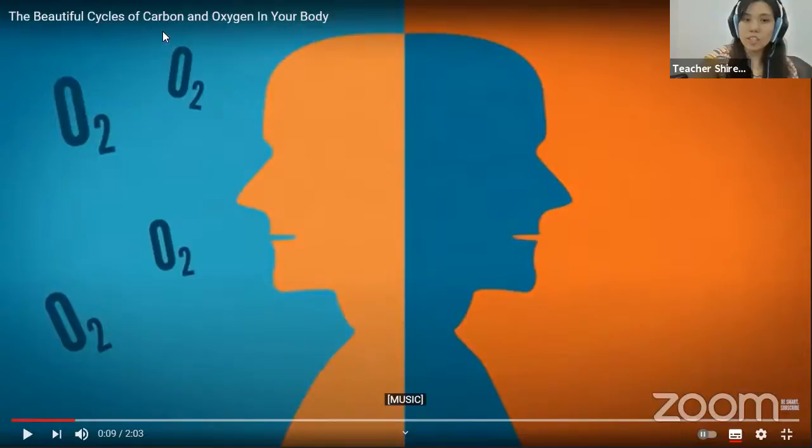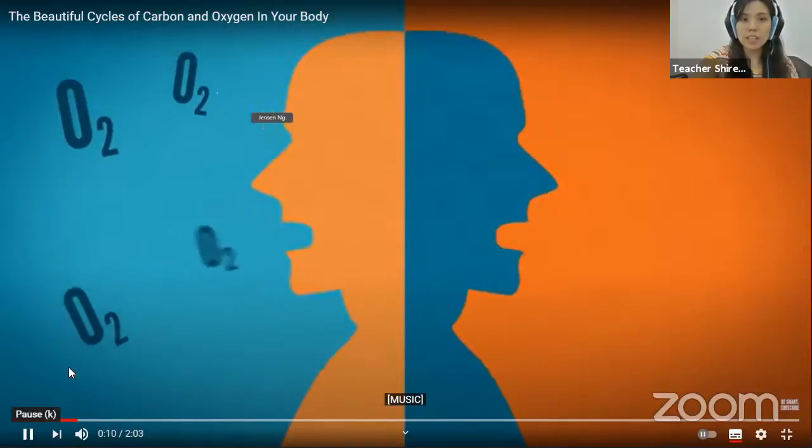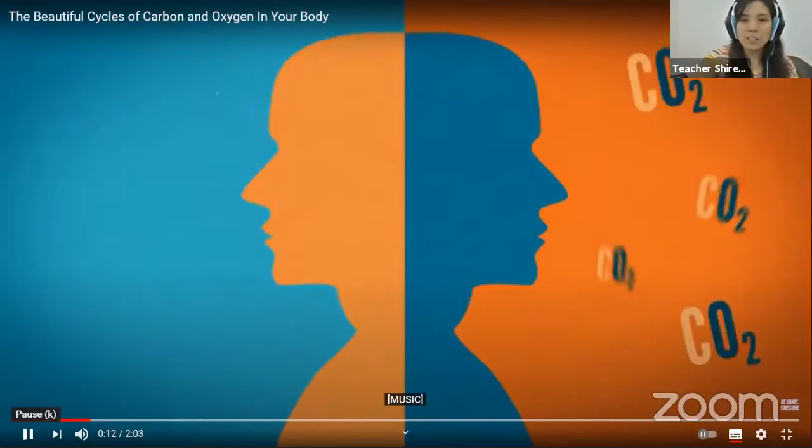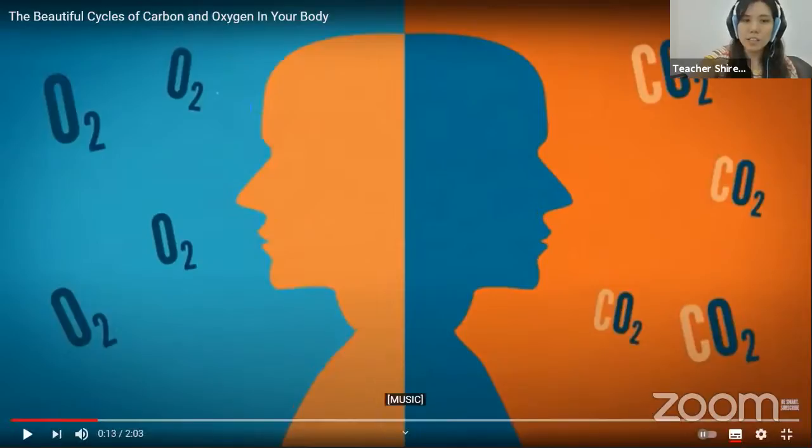Okay, the oxygen. When do we need oxygen? When we inhale, the oxygen will go in. You see? Oxygen is inhaled. When we exhale, this is where the carbon dioxide comes out. So inhale is oxygen, exhale is carbon dioxide. This is what we learned yesterday.